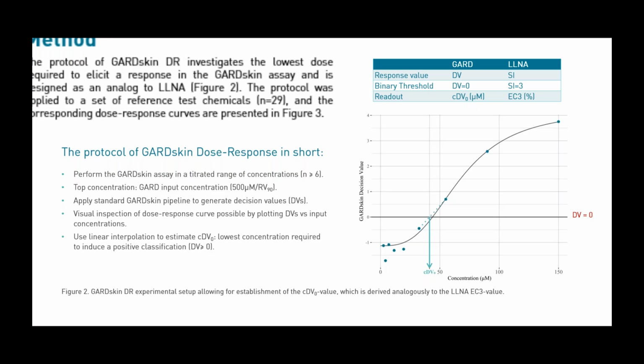Response curves were then constructed for each of the substances by plotting the decision values versus the input concentration, and linear interpolation was finally used in order to estimate the lowest concentration required to induce a positive classification as a skin sensitizer in the GARD skin assay. That is here represented by a positive decision value. And this concentration is what we refer to as the CDV0 concentration.